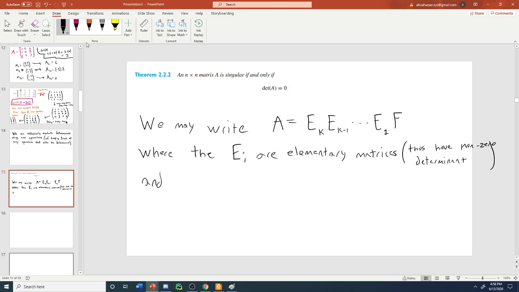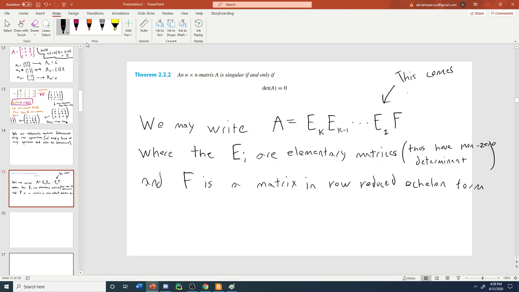And F is a matrix in row-reduced echelon form. This decomposition comes from Gauss-Jordan elimination, which was the subject of our lecture about a week and a half ago.